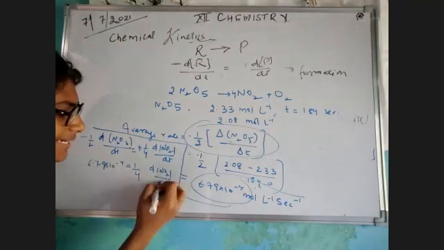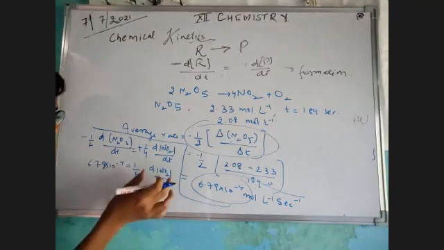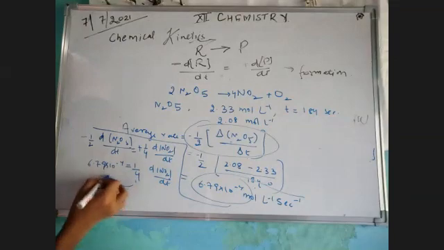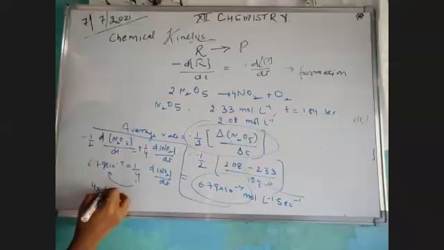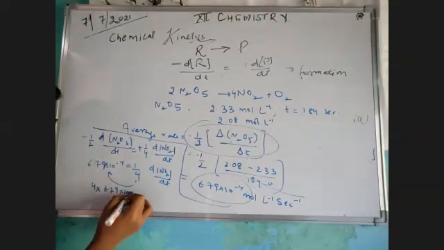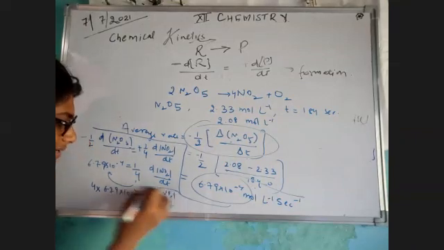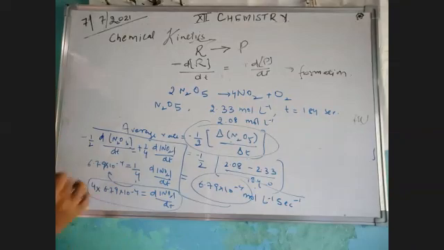dNO2 by dt. And if I have to calculate the formation, I would just multiply this. This would go over there. 4 multiplied by 6.79 into 10 raised to power minus 4 is equal to dNO2 by dt. That is my final answer. Am I clear or not? Am I clear or not, class?